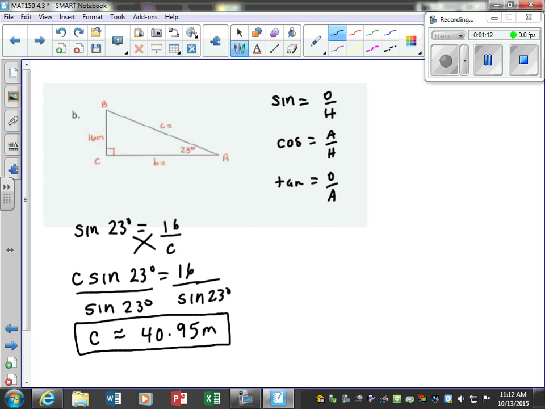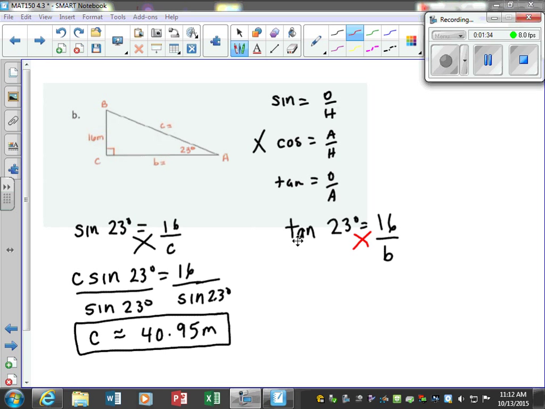Okay. Now let's check cosine. Adjacent over hypotenuse. Adjacent is B, hypotenuse is C. That's no good for us. So we definitely don't want to use that one in this case. So let's check tangent. Opposite over adjacent. So opposite over adjacent, that gives us the side we're missing. So we're going to use tangent.